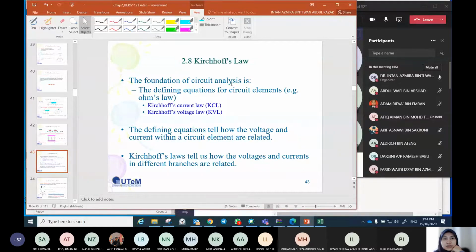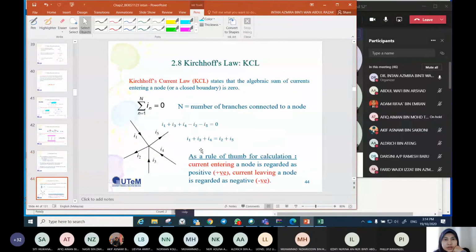Okay, Kirchoff's law. We have two types of Kirchoff's law, Kirchoff current law and Kirchoff voltage law. Kirchoff current law deals with the flow of current, as its name says. Kirchoff voltage law deals with the voltage drop in a loop. Okay, so this is Kirchoff law. Current entering a node is equal to current leaving the node, or the summation of current entering a node is equal to 0. Any question about this slide?